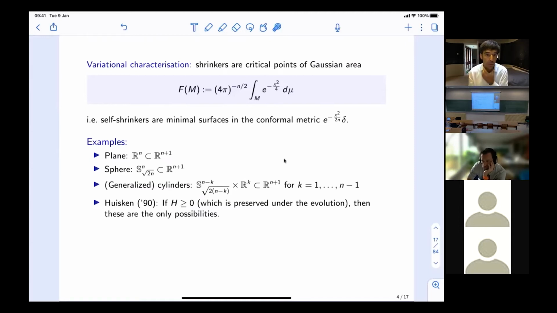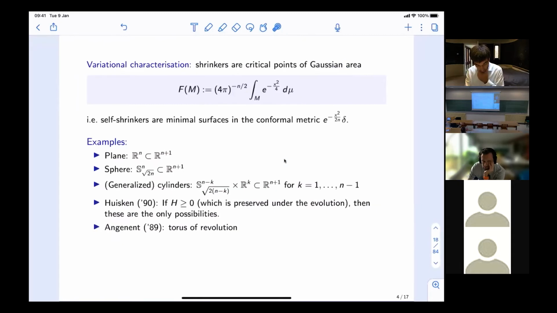You can actually see if you have any flow which satisfies an avoidance principle, then also the sign of the speed has to be preserved, because it's just a differentiated version of the avoidance principle. Okay, and what Huisken showed is that if you have non-negative mean curvature, then the plane, which is sort of the regular points where you have no singularities, shrinking spheres and shrinking generalized cylinders are the only singularity models in this case.